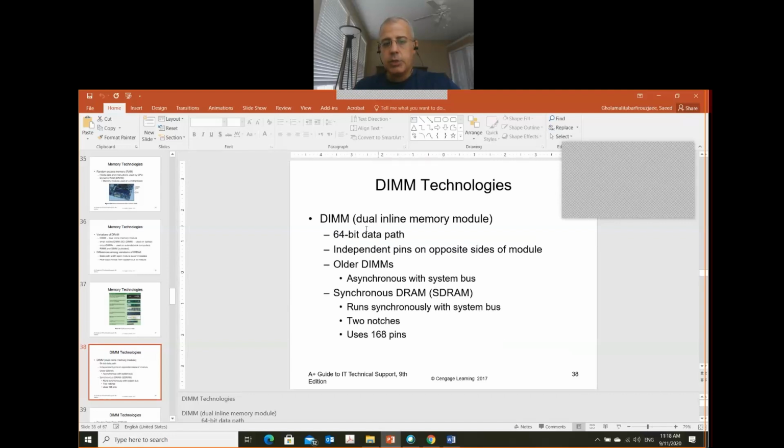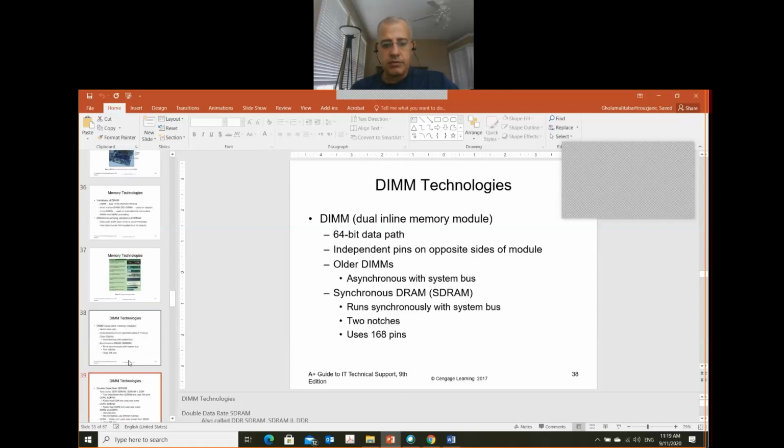So dual inline memory module, it has 64-bit data path. It has independent pins on opposite side of module. Older DIMMs were asynchronous with system bus. Synchronous DRAM or SDRAM, as I said, run synchronously with system bus. Most of them have 2 notches and they use 168 pins. So with their pins and also the notches, you can distinguish these two types of memories.